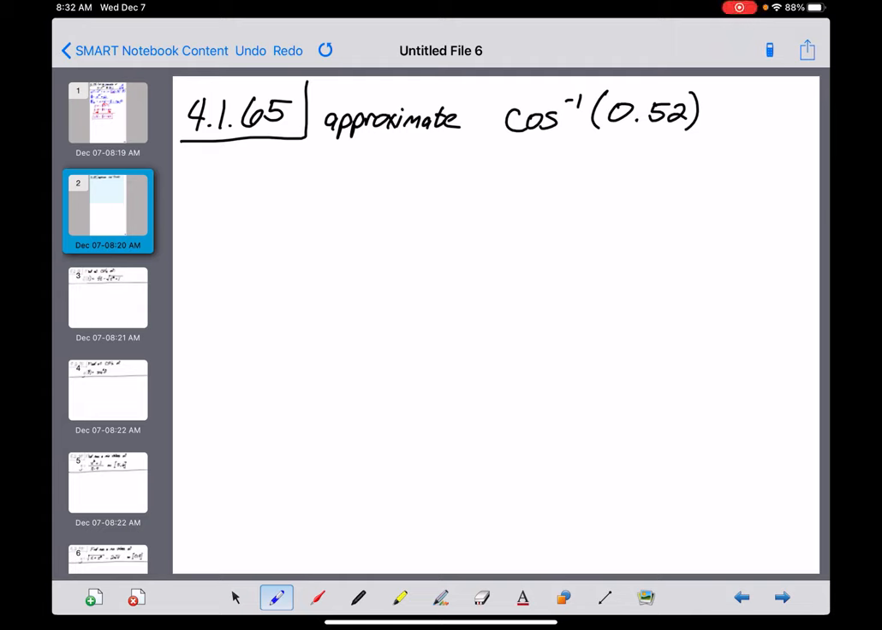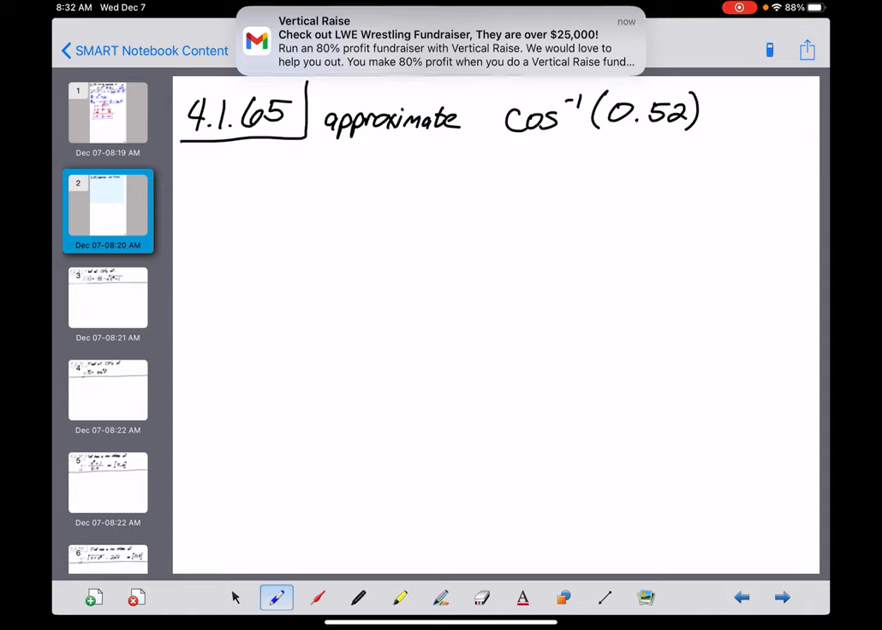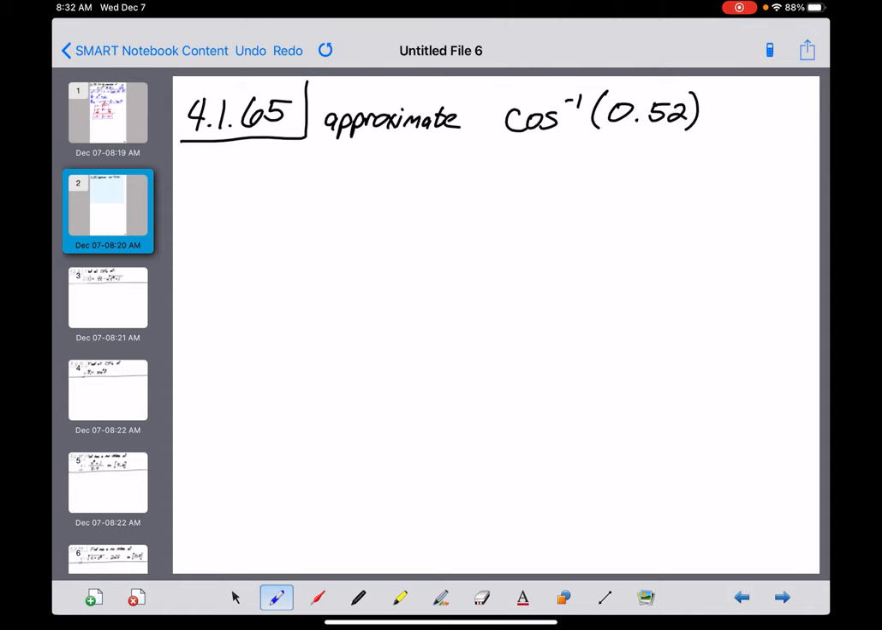Number 65 in this section of 4.1 comes from the second batch of problems that I assigned, where they're asking you to approximate a weird value. This problem is a little bit tougher than the first set of problems, but I think this better illustrates for us what it is that linearization is actually good for.